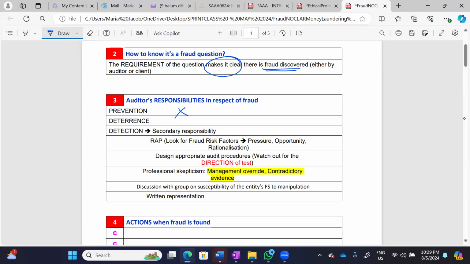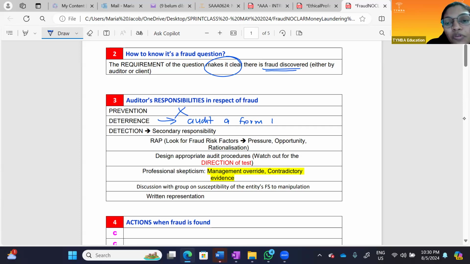So we can't do that either, because we are at the post stage again. We are always in the historical part. But you have to remember that the audit itself, the service they are providing, can be a form of deterrence, but it is not the auditor's responsibility. So can we be involved in detection? Yes, but we only have secondary responsibility.